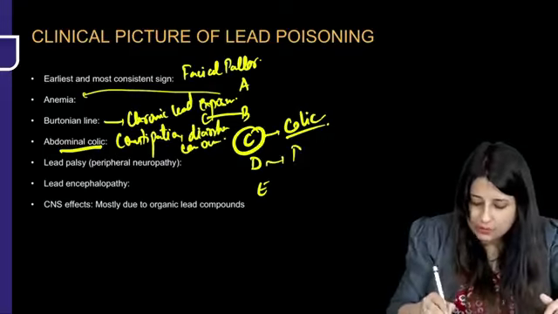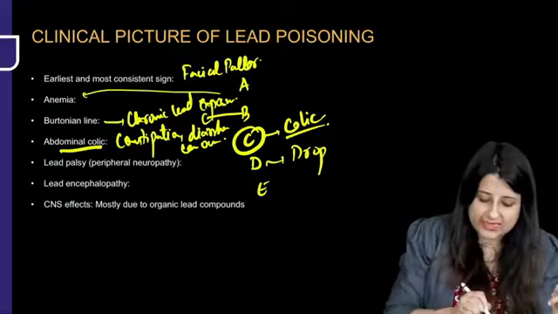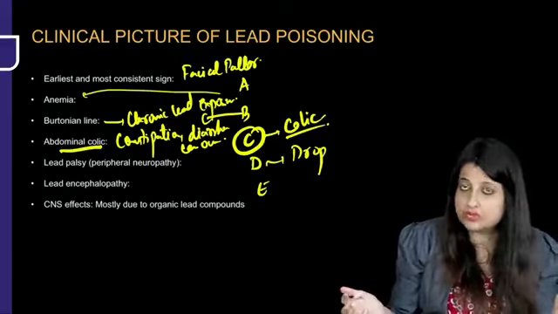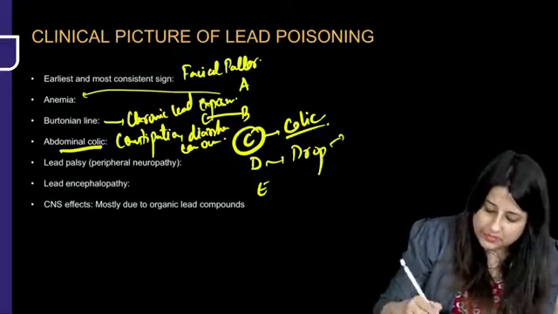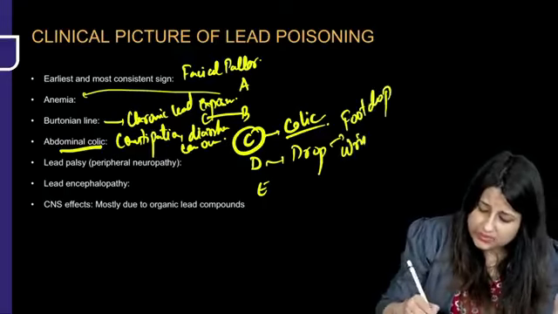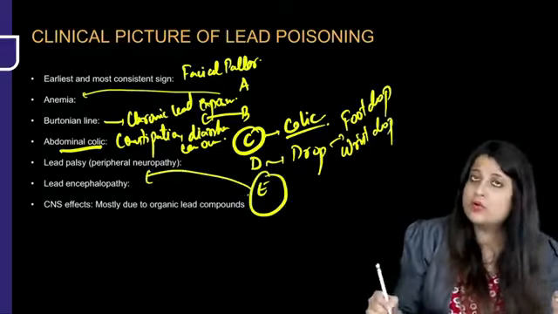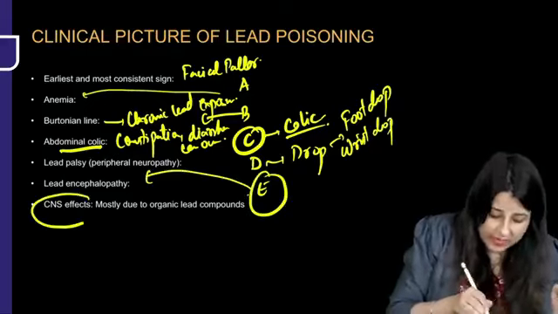Then D is for drop. Drop means what? Foot drop and wrist drop. Therefore, it is saying lead palsy or neuropathy also. Okay? So drop is what? Foot drop, or you could also say there is wrist drop. Then E is encephalopathy. Okay, lead encephalopathy.